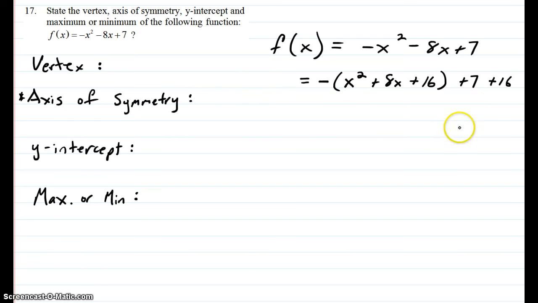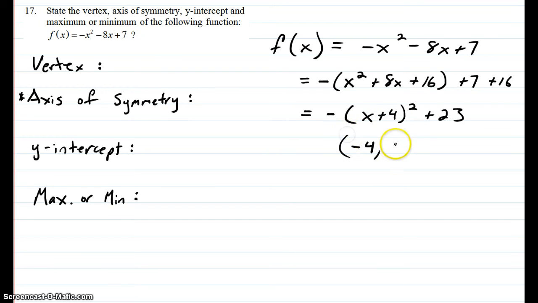Well, I want everything on this side. That's why it stays as a positive 16. Or you can think of it as negative 16, again negative because of this, and this positive 16 equals 0, so everything stays okay. So now this becomes negative (x plus 4) squared plus 23. And so now what makes this 0? Negative 4. So it means my vertex is at negative 4, 23.